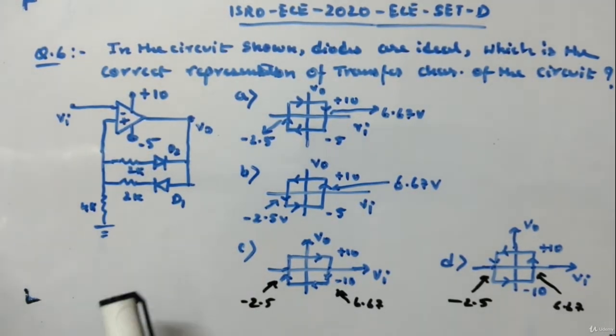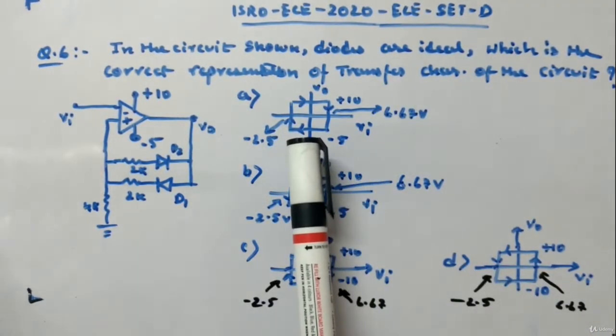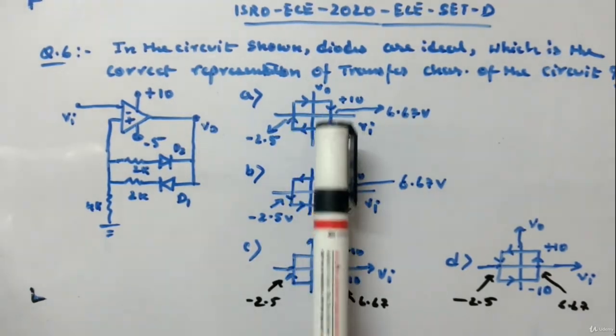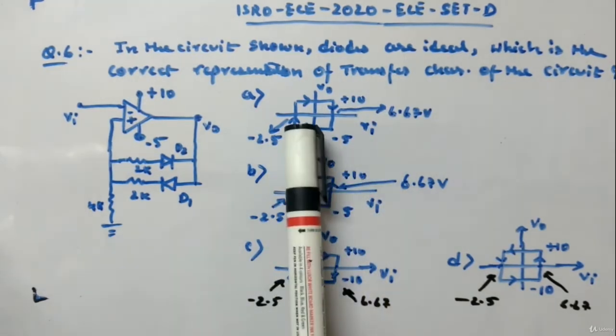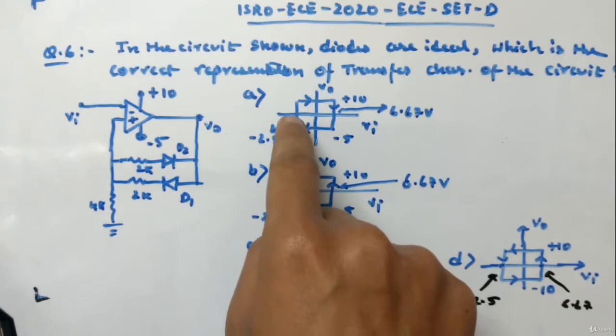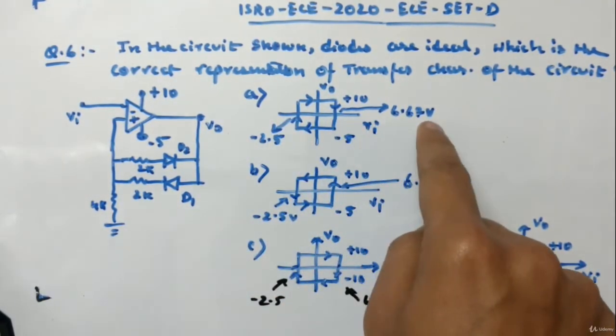Okay, so there are 4 options given. These are the 4 options. So this is the box. The direction is clockwise, V0 and Vi, plus 10, minus 5, and at this crossing Vi is minus 2.5 volt, and here it is 6.67 volts.